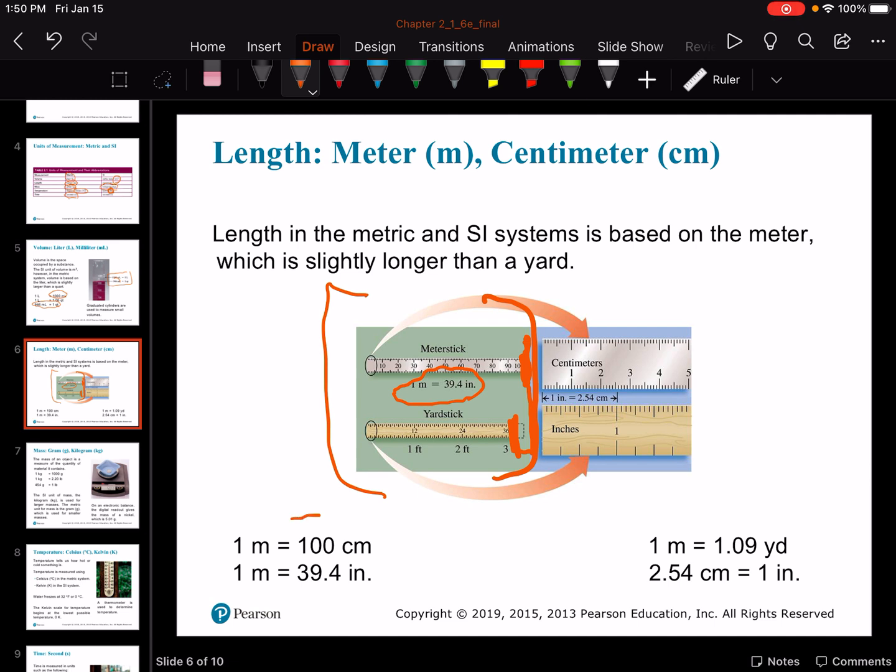1 meter is 100 centimeters, okay? And it takes about 1.1 yards to make a meter, a little bit longer, okay? And then 1 inch is 2.54 centimeters. So these are always things we can look up when we're working on them later, but I want you to have a feel for them. I don't want you to be afraid of those when we're working with them.